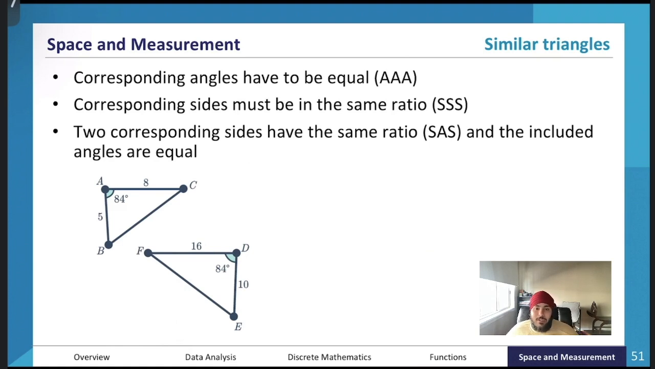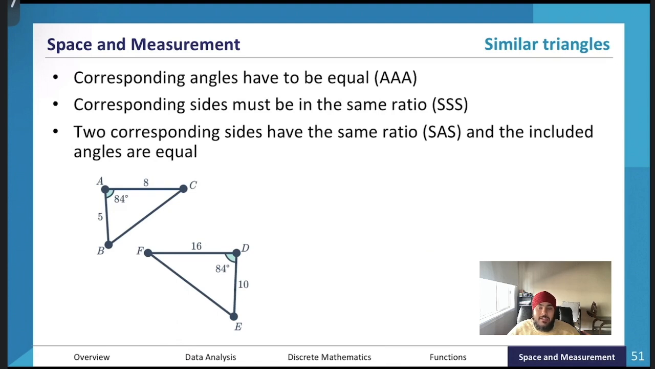Either the corresponding angles have to be equal. What that means is all the angles in the triangle for two shapes need to be exactly the same in order for the two shapes to be similar. Okay, so that's one of the criteria. If you can't see that, or there's not enough information to deduce that, you can use the second criteria, SSS.